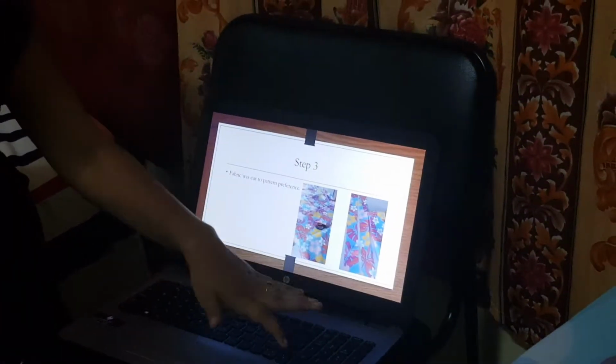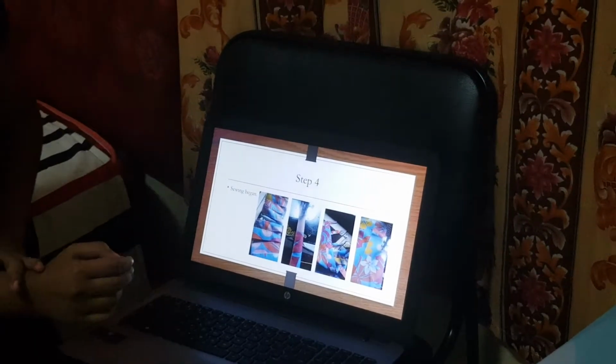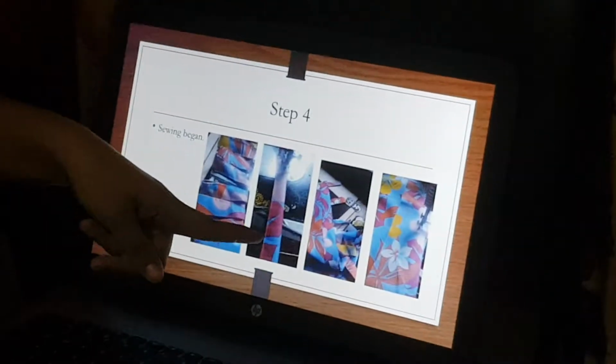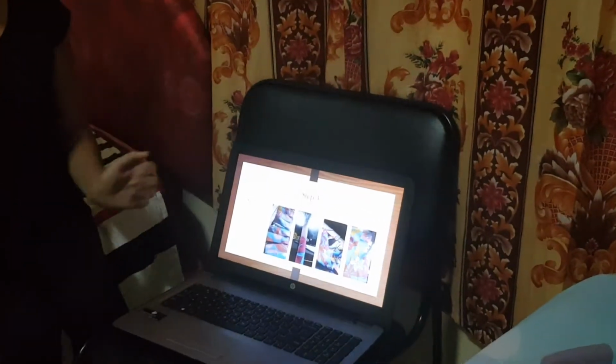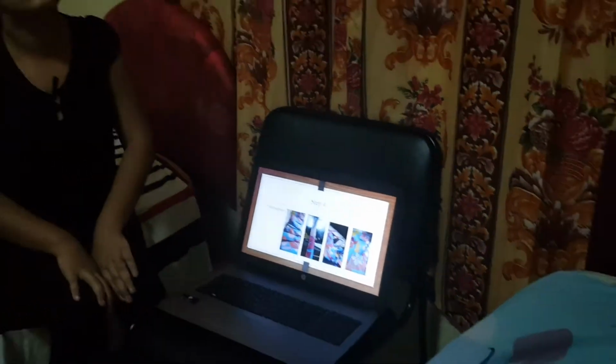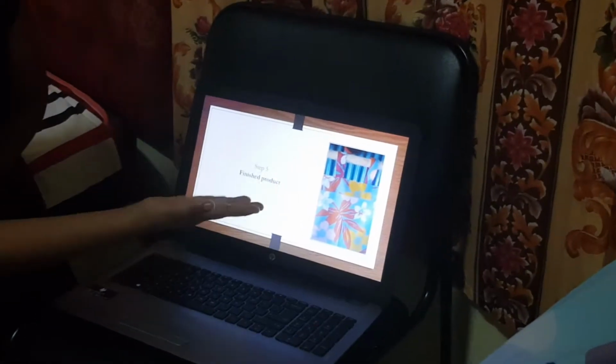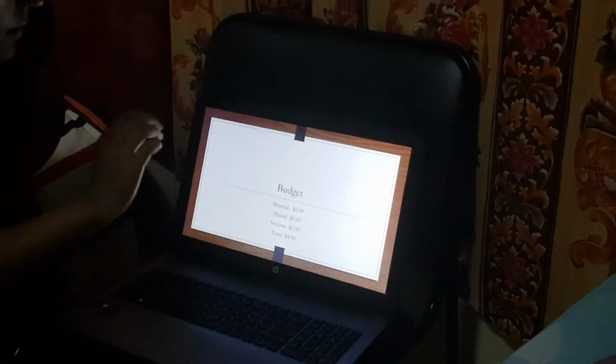These are the steps, and then finally the sewing began. These are some of the steps here. The strips were first cut, and then attached to the big square piece. The whole process just took me 2 days to do, so I was able to complete it in the same week. And this was the finished product, step 5.